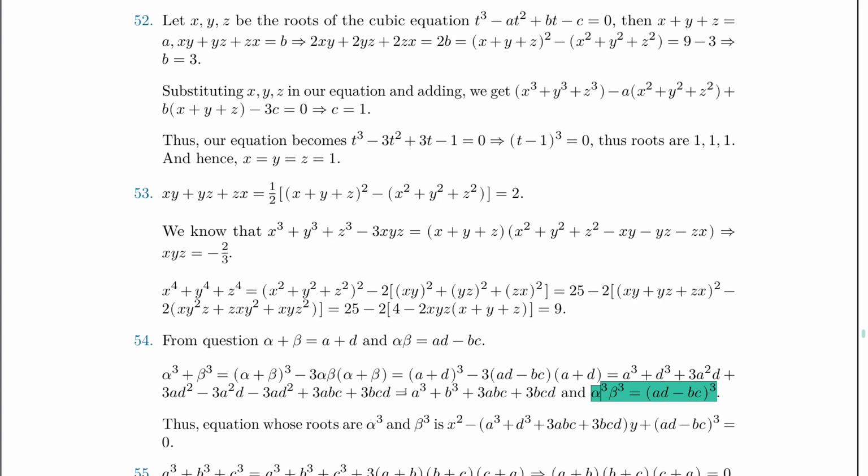And now we have the equation whose roots are alpha cube and beta cube. The sum of roots is here and product of roots is here. So the equation is pretty straightforward to obtain.